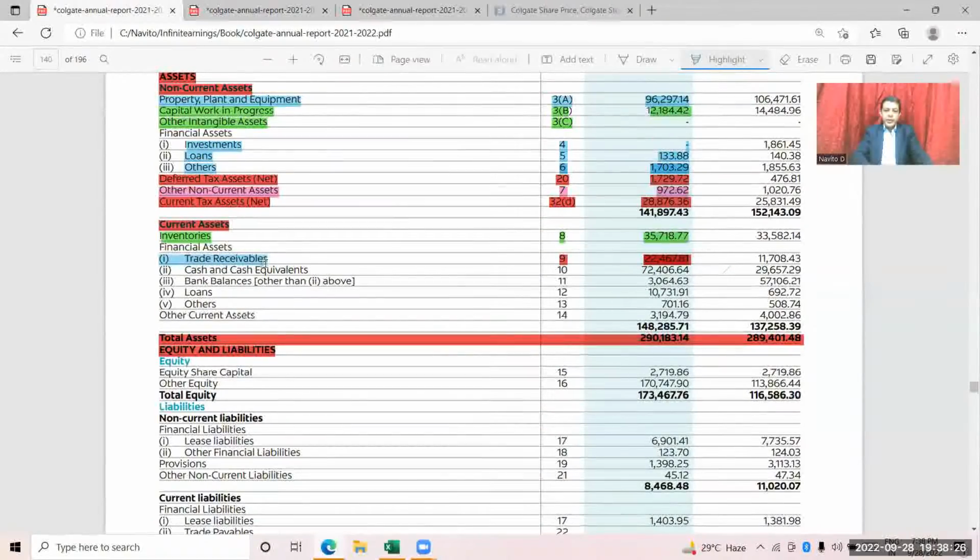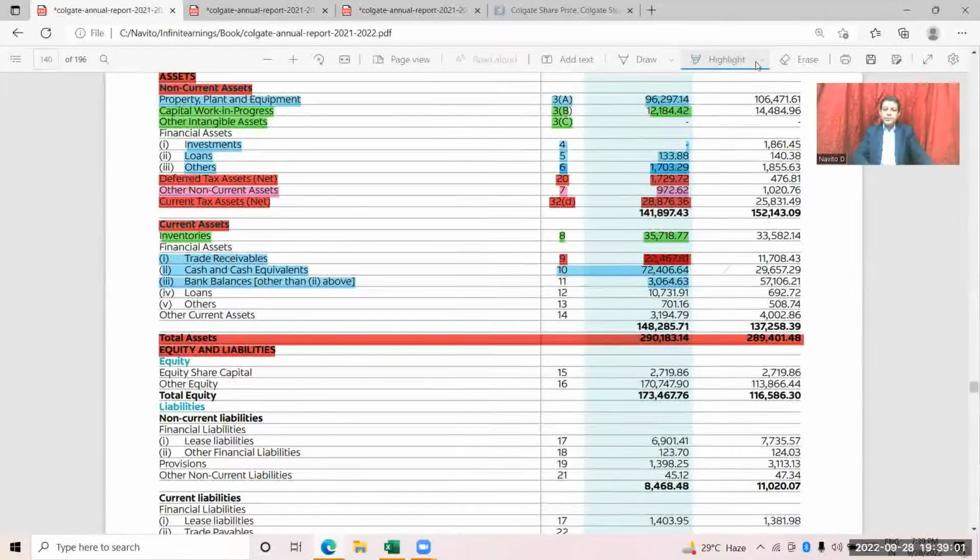So we have covered trade receivables. We then go to cash and cash equivalents. Cash and cash equivalents is 72406. And then you have bank balances, which is 3064.63 crores. So both these combined are basically deposits made in the bank. They may be fixed deposits or other short-term deposits. So basically they are current assets and they are short-term in nature.